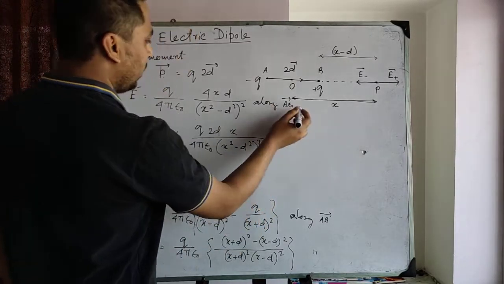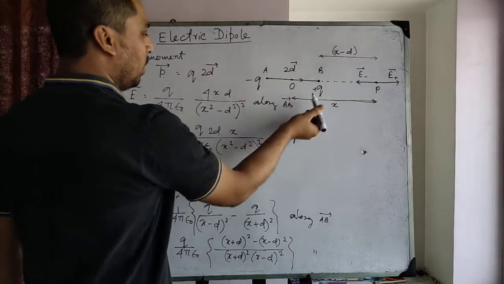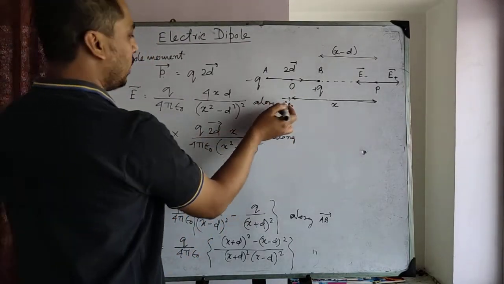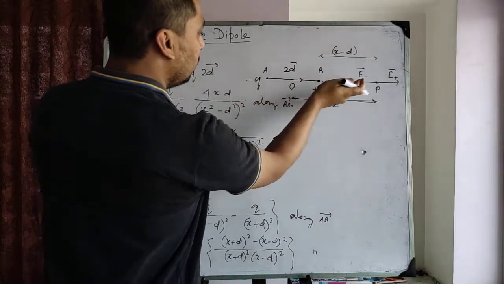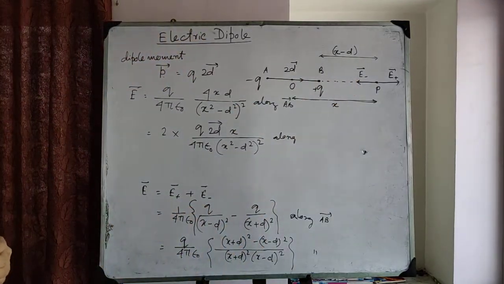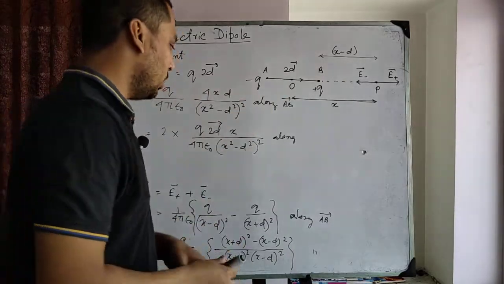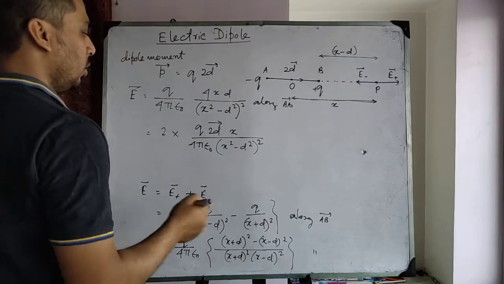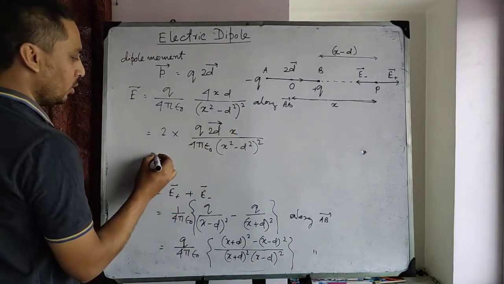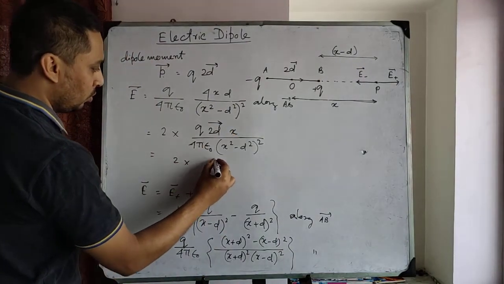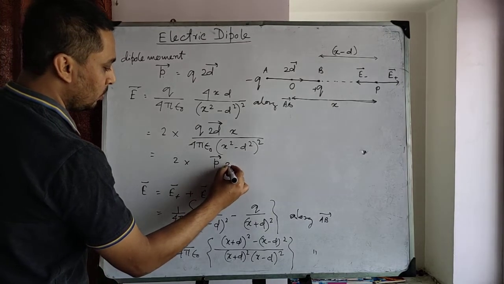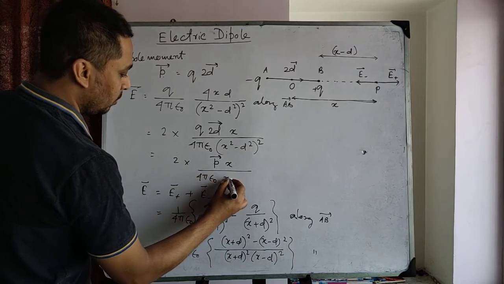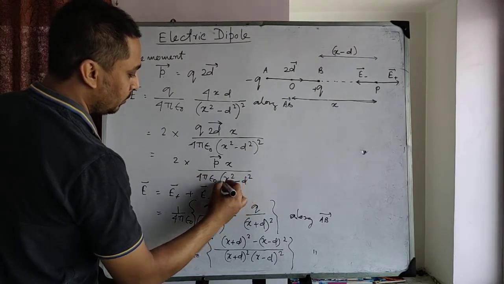So instead of writing it along AB, we can write it along the vector 2d, because AB is a vector along 2d, along the dipole moment. So this is equal to 2 into px by 4 pi epsilon naught times x square minus d square whole square.